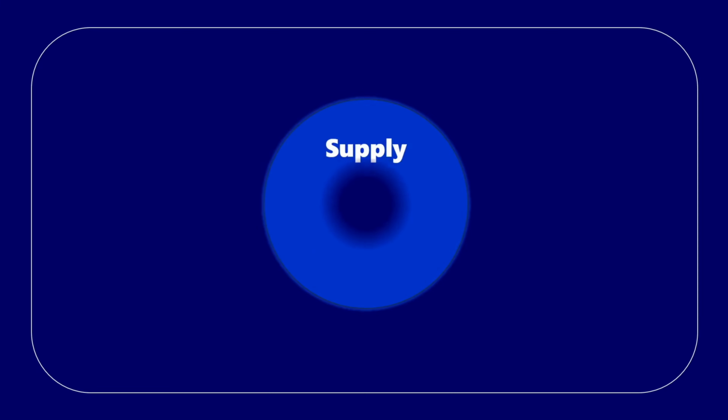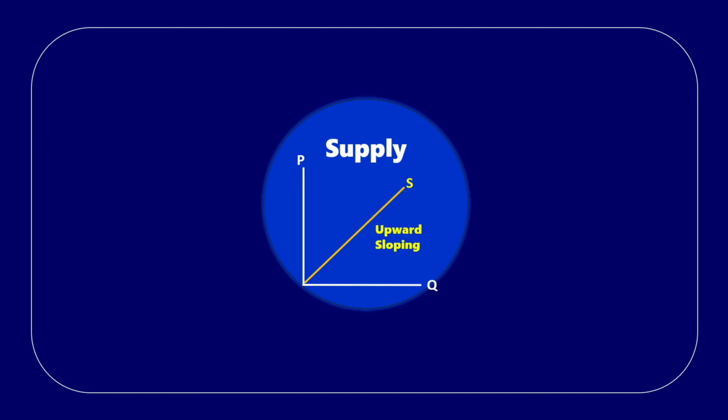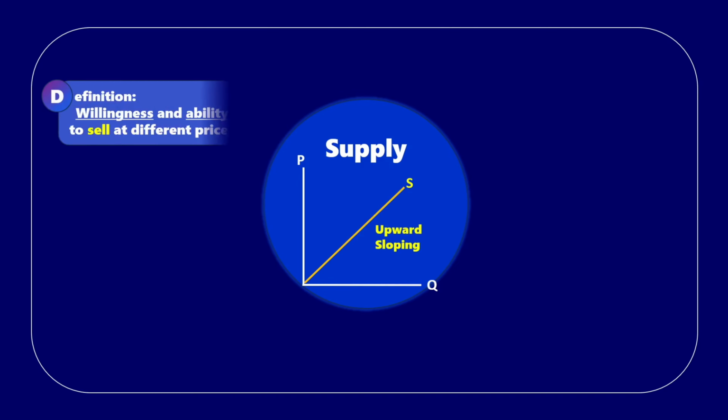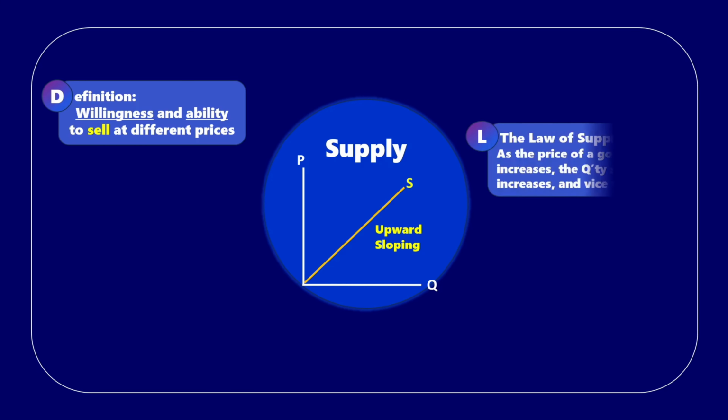Alright, I'm going to quickly move through supply because conceptually it mirrors demand. Just switch your perspective. Demand was about buyers, now we're talking about sellers. Okay, supply means the willingness and ability to sell a good or service at different prices. The supply curve slopes upward, and the law of supply says this: as the price of a good increases, the quantity supplied increases. As the price falls, the quantity supplied decreases.